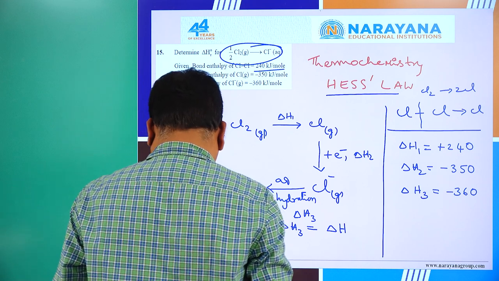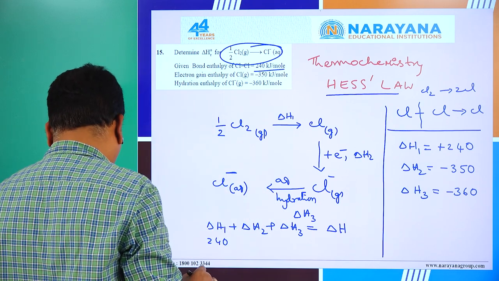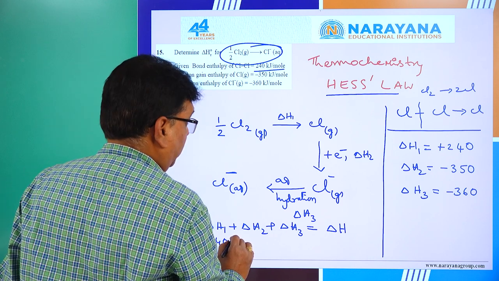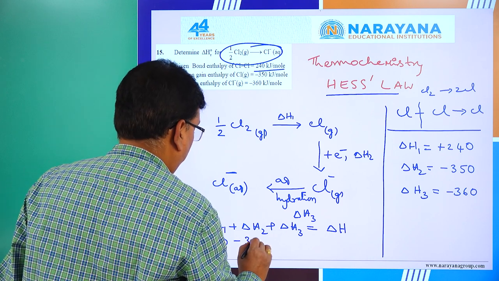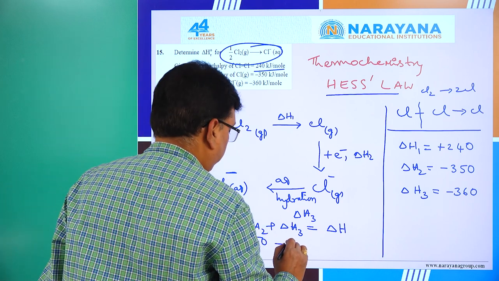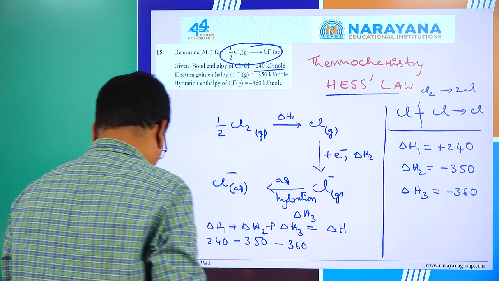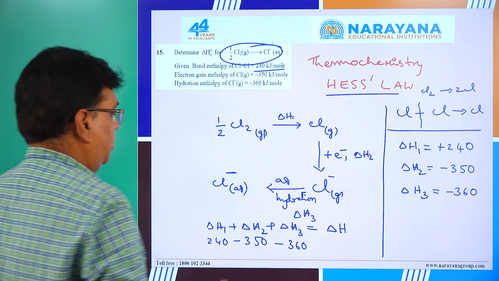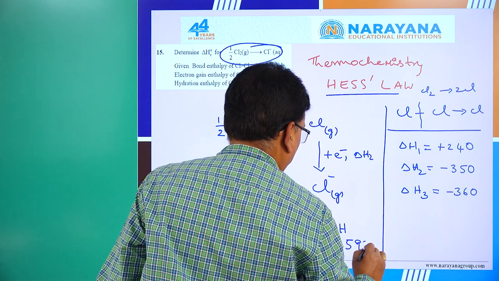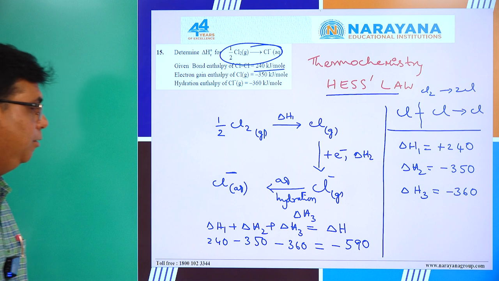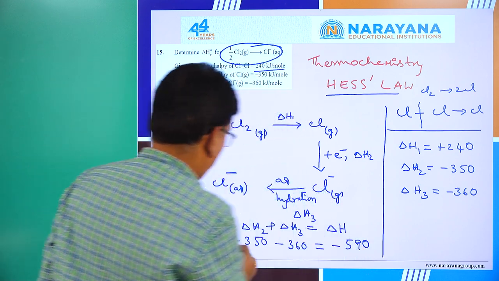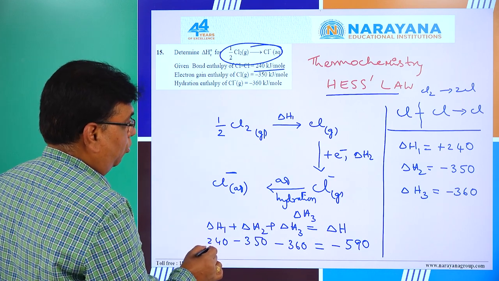So if you write that 240, and what is the next? 350 minus 360. If you do so, the value is 590. So your answer is delta H is equal to all three that you have to add.